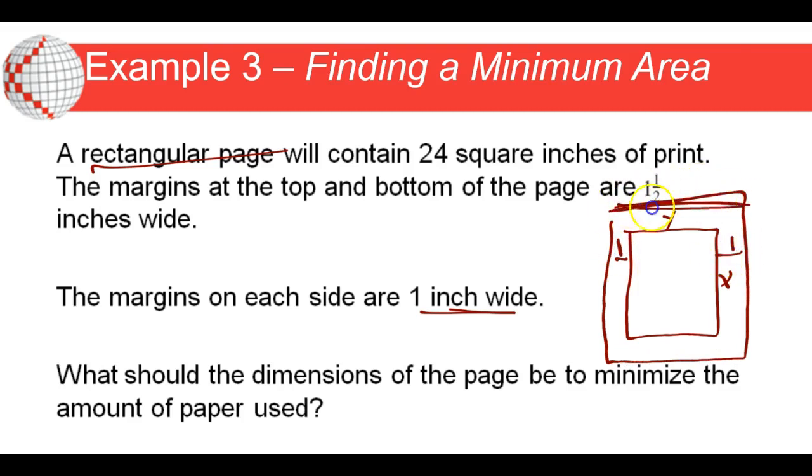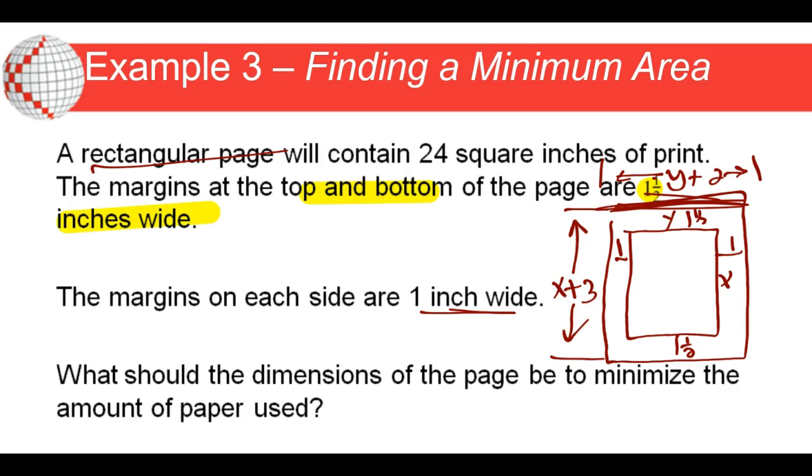So this total length up here is actually y plus 2 from here to here. And then they say this is 1.5 inches from the top and the bottom. So this distance from here to here, if this is 1.5 up here and 1.5 up here, this total distance is x plus 3.